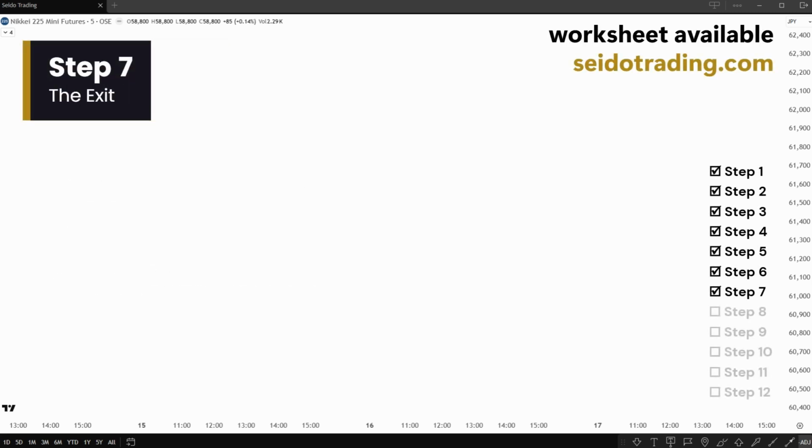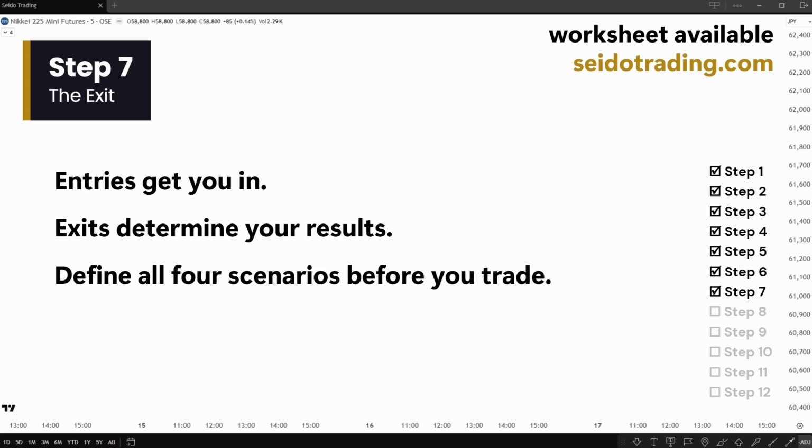Step 7, exits. Entries determine whether you're in the trade. Exits determine your actual results. A well-defined exit plan covers the 4 following scenarios. Your target is reached, your stop is reached, the trade is giving you an exit signal, or the trade is not behaving as expected. Partial exit rules and trailing logic belong in here.